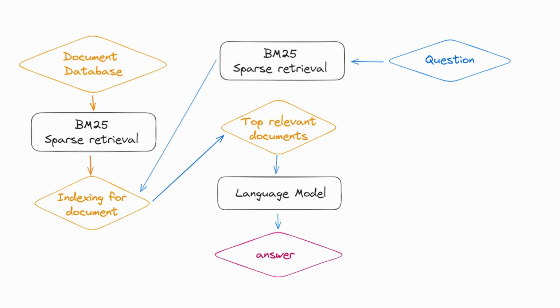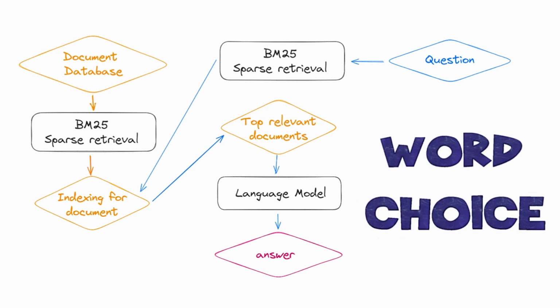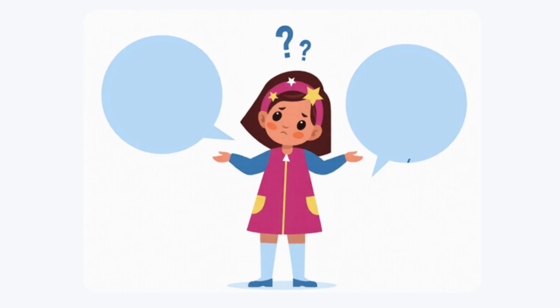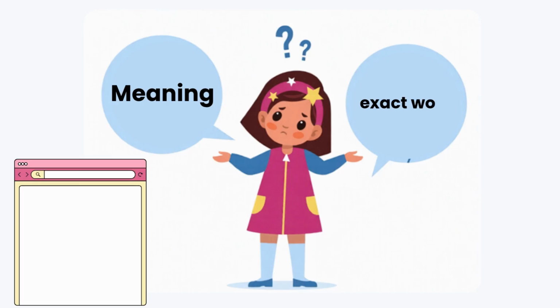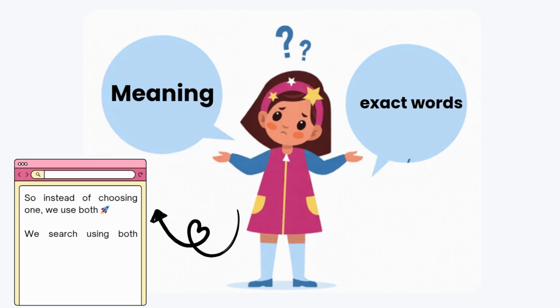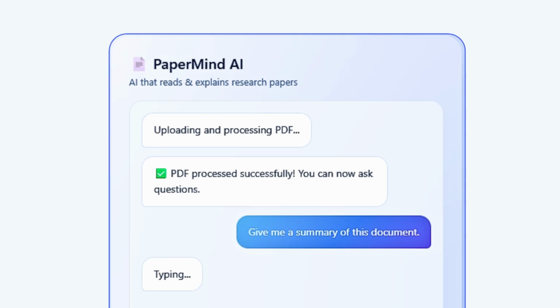But wait, what if the user asks for exact words, like a specific term or definition? So we add another system using BM25. This one focuses on exact keyword matching. Now comes another challenge. Which one of these should we trust? Meaning or exact words? So instead of choosing one, we choose both. We search using both systems and combine the results. This way, we don't miss anything important.